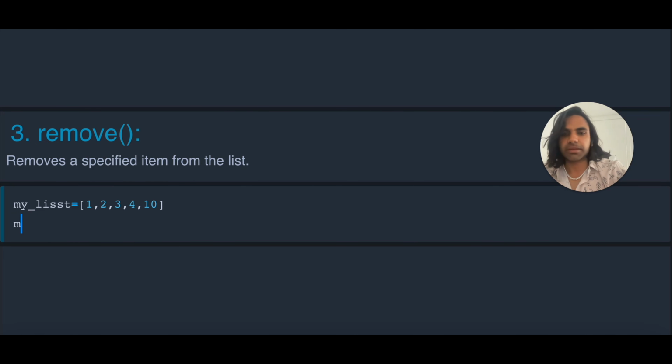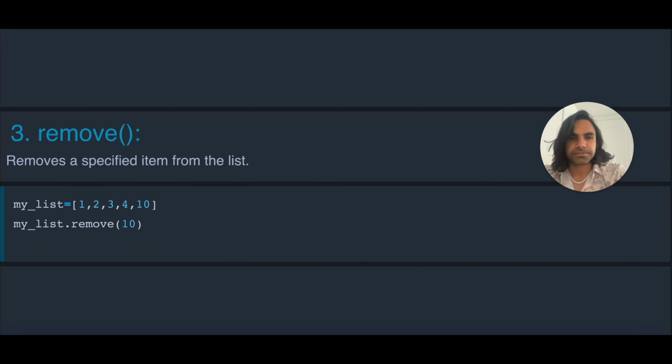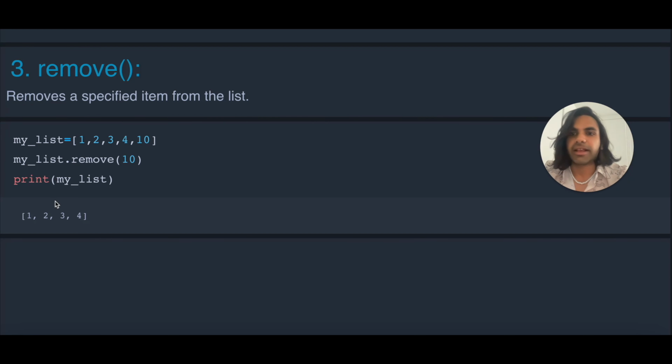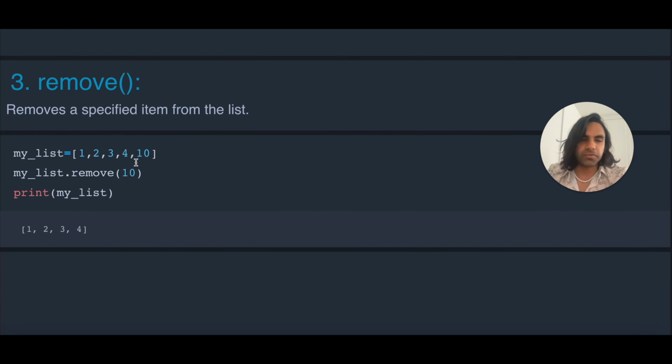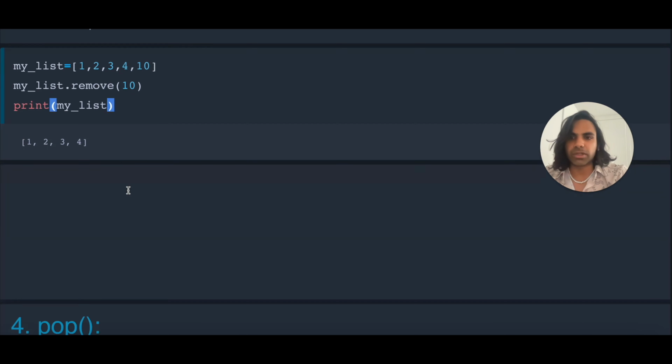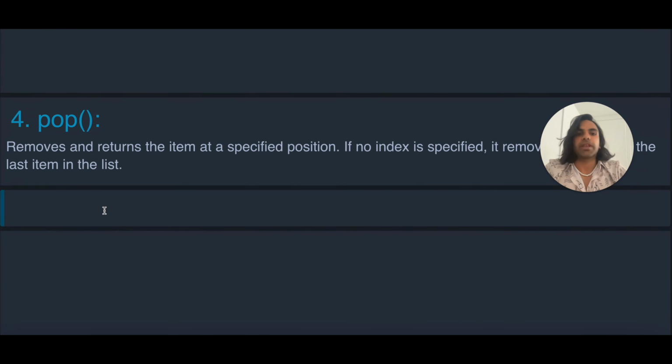We are just going to say my list dot remove 10. Pretty good. So just print it out and see the output. I'm just going to say print my list. As you can see, 10 has been removed. So easy. And this is how easy it is to add an element at the end index or any position, or to remove an element. Now let's move to another one, pop.